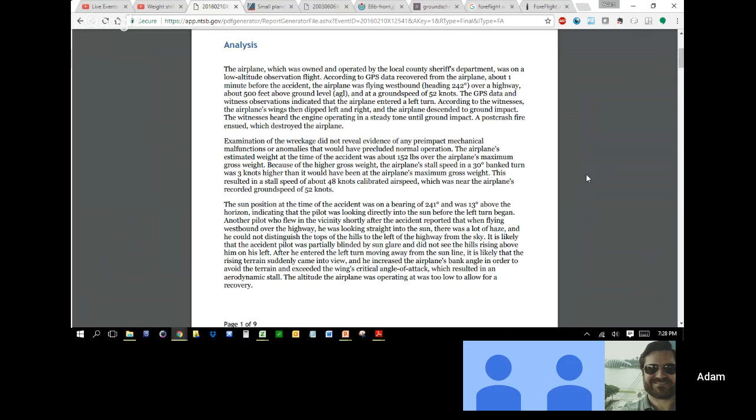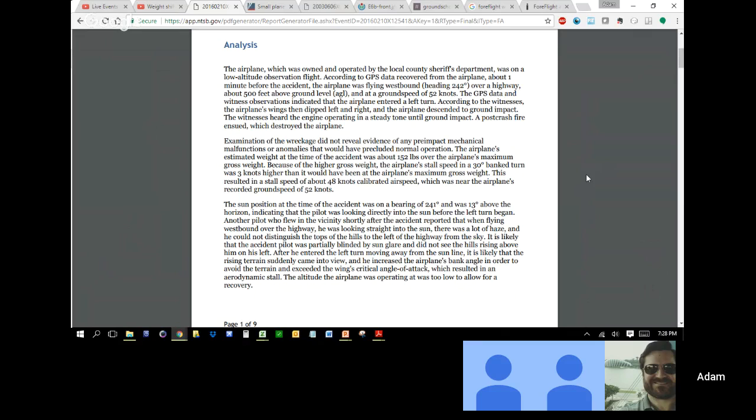The stall speed actually goes up. That's right. The load factor on the aircraft increases because of the turn, and yes, the stall speed goes up. So not only are they overweight, but they're stressing the aircraft in a 30-degree bank turn.